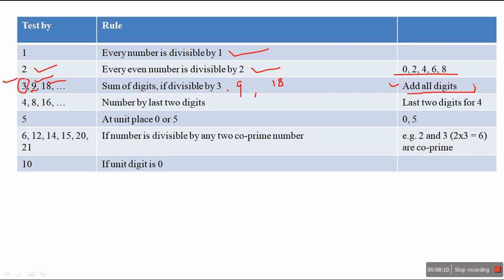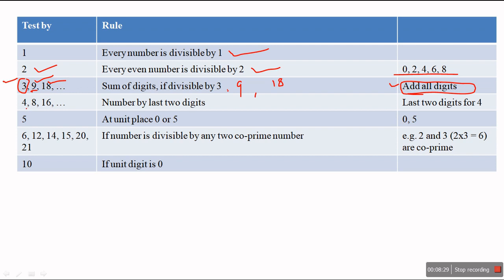So we add all digits for these multiples 3, 9, 18. We add all digits. If we have to check for 3, we see whether the addition is divisible by 3, then the number will be divisible by 3. Divisible by 9, the number will be divisible by 9. If the sum of the digits is divisible by 18, then the total number will be divisible by 18.